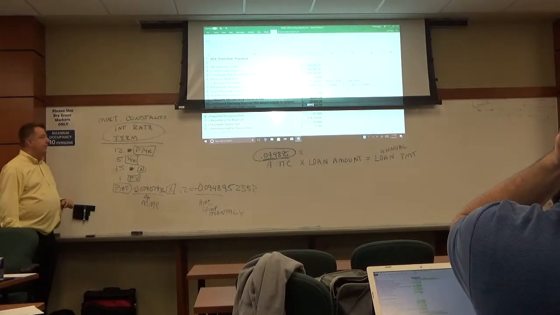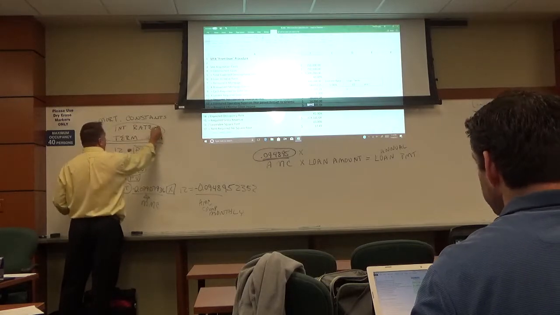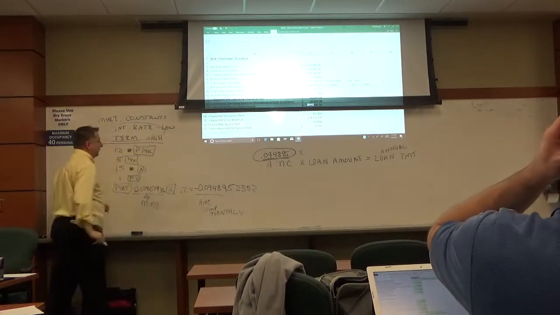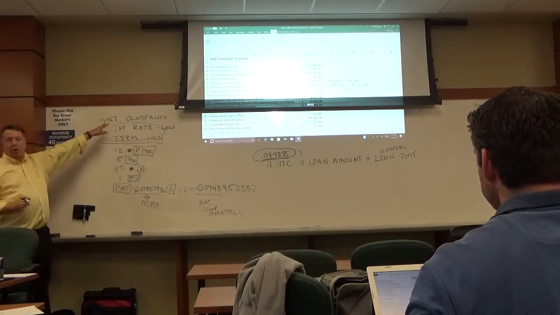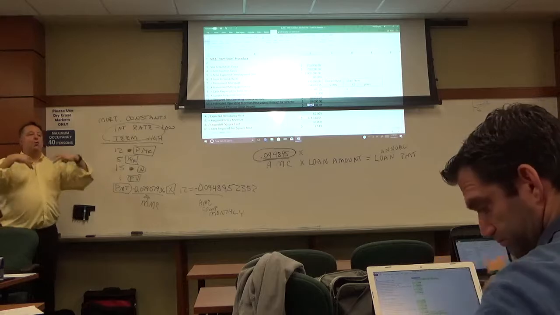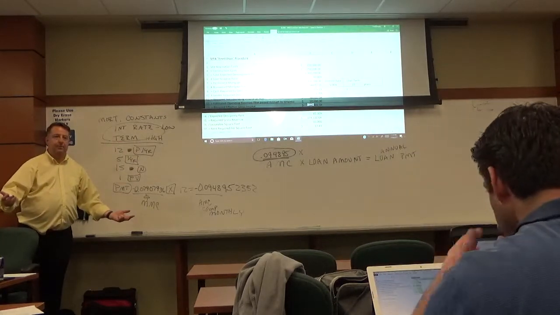High term, low interest. Okay, you would get a high term or long term, and you would get a low interest rate. That's going to give you the lowest overall mortgage constant, or lowest overall cost of borrowing. Okay. Does that make sense?